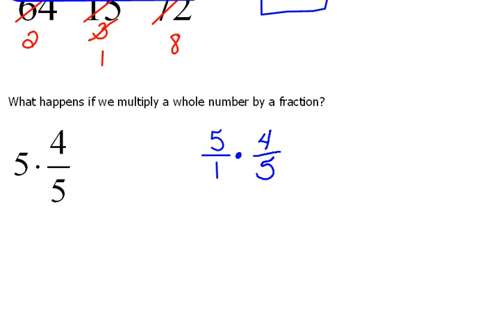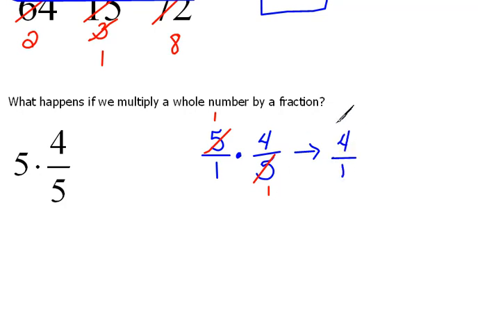So I'm going to rewrite it as 5 over 1 times 4 over 5, and then our normal multiplication procedures continue on. We can look to see if there's anything we can cancel first to make it a little bit easier. So here I notice that 5 goes into 5 one time and 5 goes into 5 one time. And nothing else will cancel. So I'm ready just to multiply. 1 times 4 is 4, and 1 times 1 is 1.